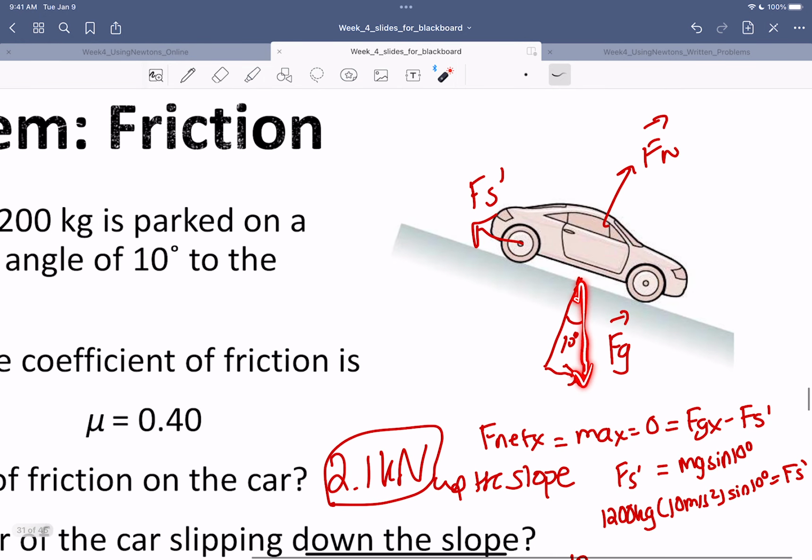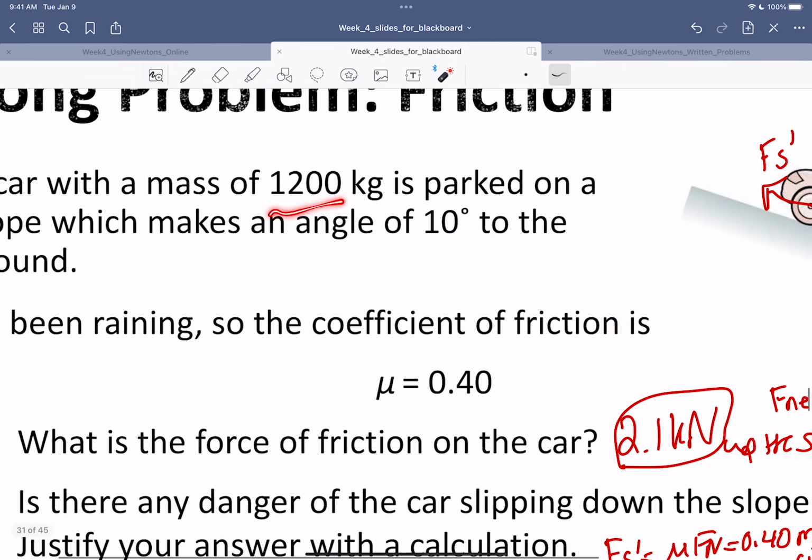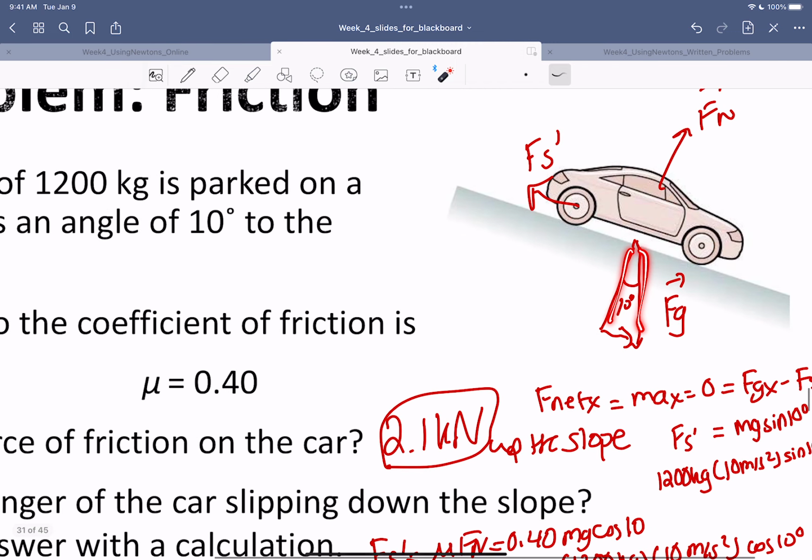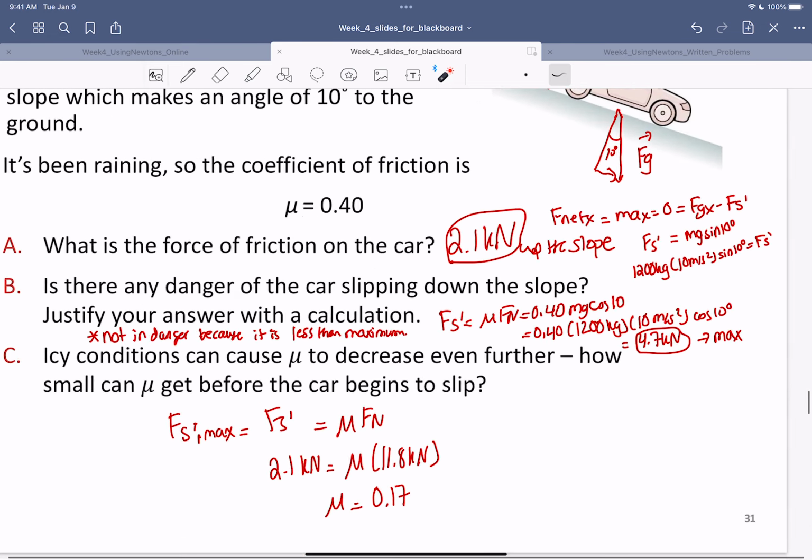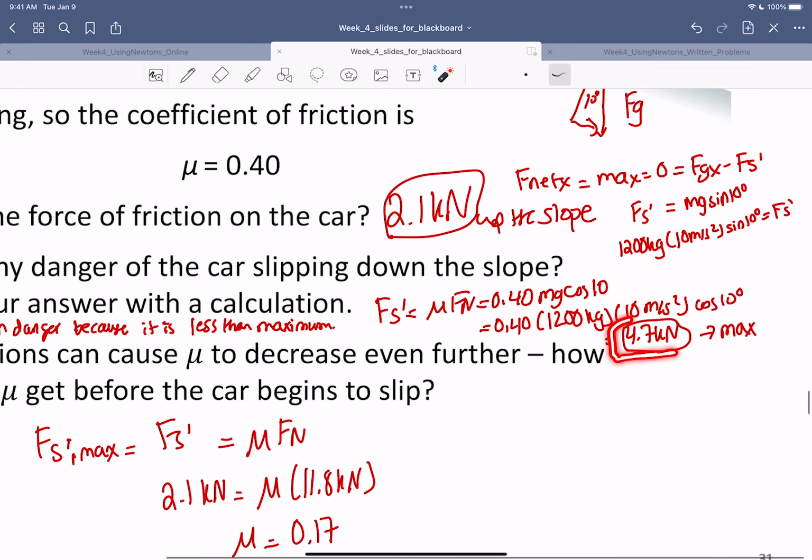I won't go into detail with that, but you have the mass, you can figure out the gravity, you can figure out the FGY and get the FN, because they'll cancel out there. And so if you multiply mu times Fn, you should get your maximum static friction force. And so your maximum static friction force is 4.7 kilonewtons. So that's the friction force that's going to be applied just right before the car is about to slip.